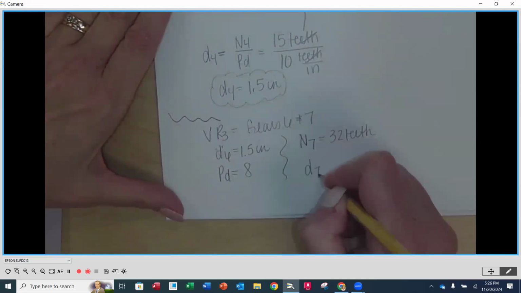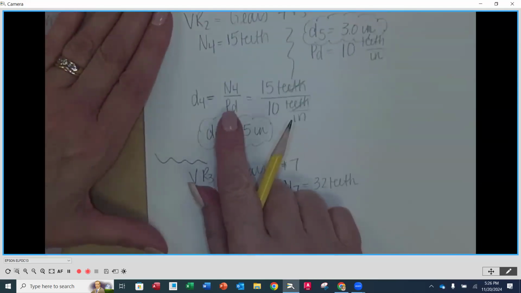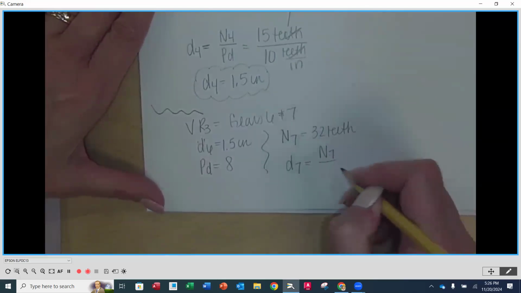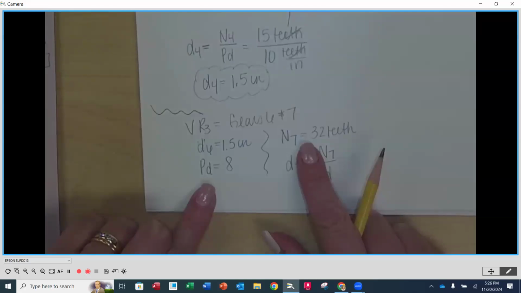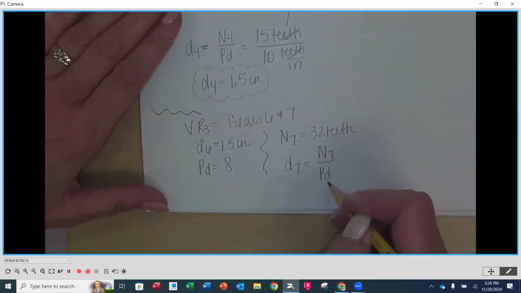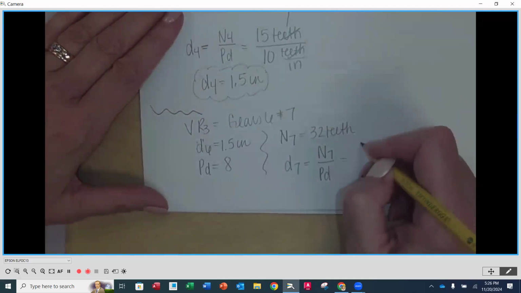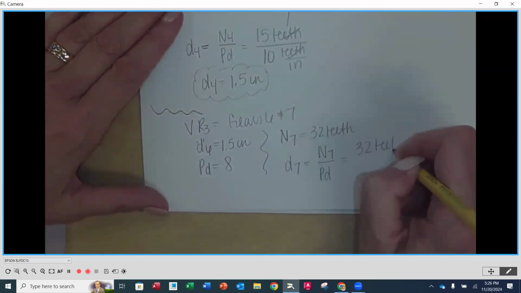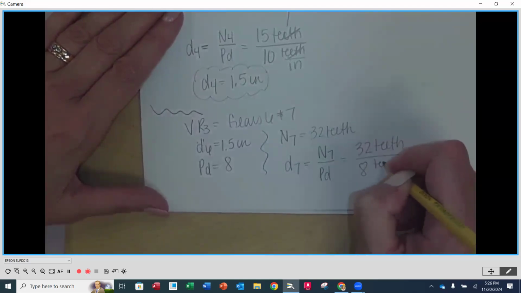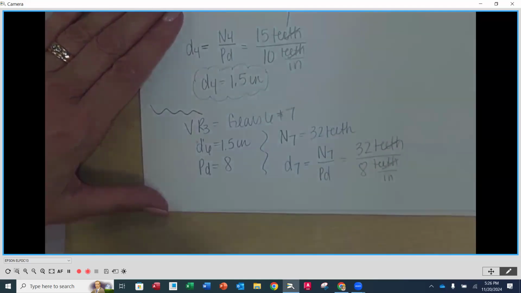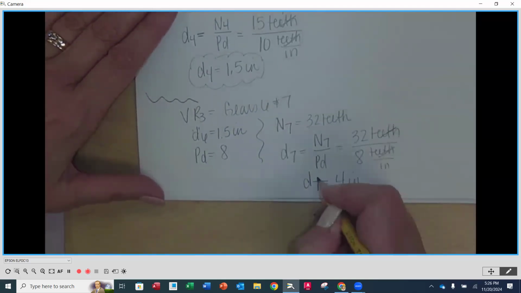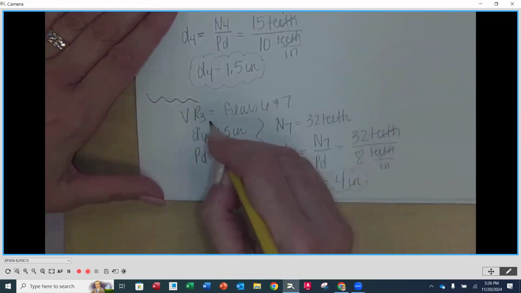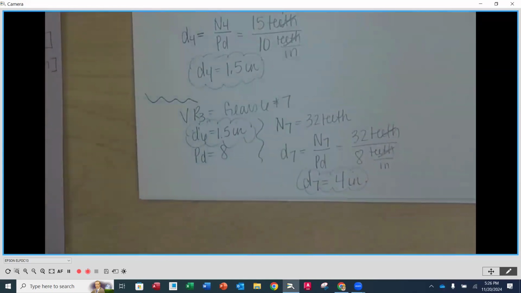I'm going to try to sneak this in here. D7. So using that same format as the one above, this would be N7, which we know, divided by the diametral pitch. Notice that 6 and 7, again, are engaged with one another. So the diametral pitch is going to be 8, right? So that's going to be 32 teeth divided by 8, and that's teeth per inch. So that cancels out. My D7 is equal to 4 inches. Okay. And there's my 6. So now I have all of the pitch diameters for each one of my gears.